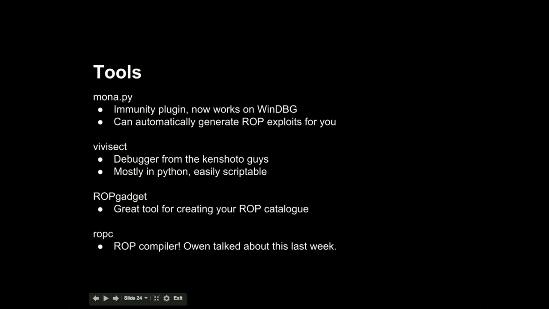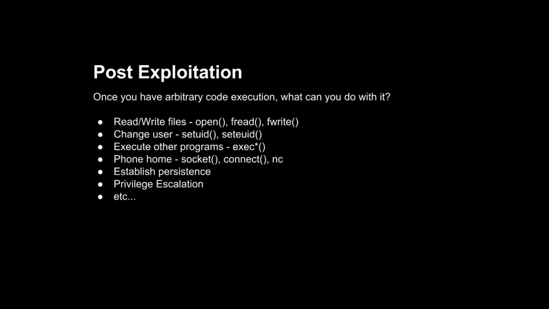And then there's a tool called ROPgadget, which is a really great tool for creating ROP catalogs. You take some binary that you want to exploit, or some library that gets linked, and you run ROPgadget on it, and it spits out a list of all the different classes of ROP gadgets. Then I know that Owen mentioned ROPC, which is a ROP compiler. That's pretty cool too. Basically, they specify a language that you can write some exploit code in, and it generates a ROP chain for you that does that. So it's pretty cool.